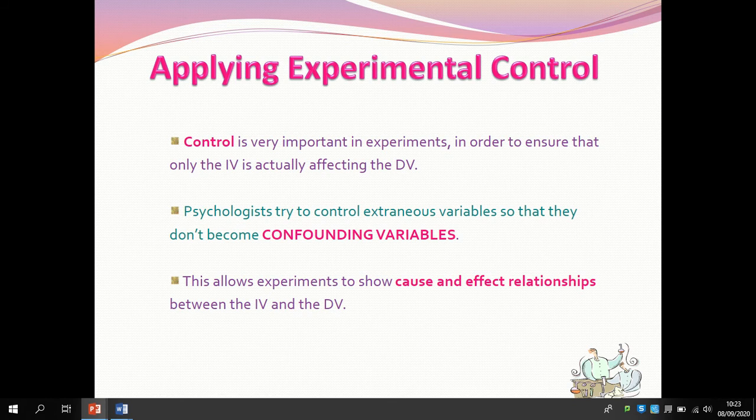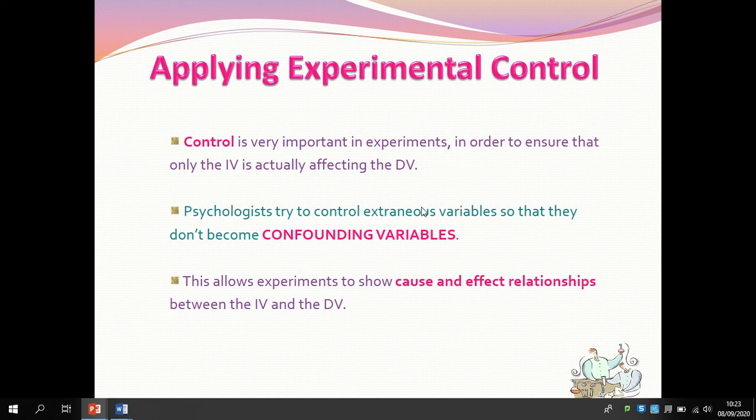It says here, applying experimental control. Control is really important in experiments in order to ensure that your IV is actually having an effect on the DV. What we always aim for in experiments is a cause and effect relationship, which is whether or not the change we have made in the IV has caused the result of the DV. So control is really important, to control any extraneous variables to ensure that it's only the IV that's affecting the DV.